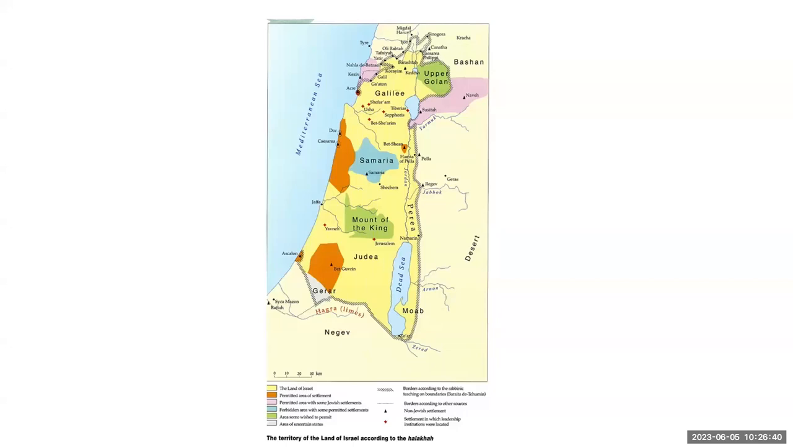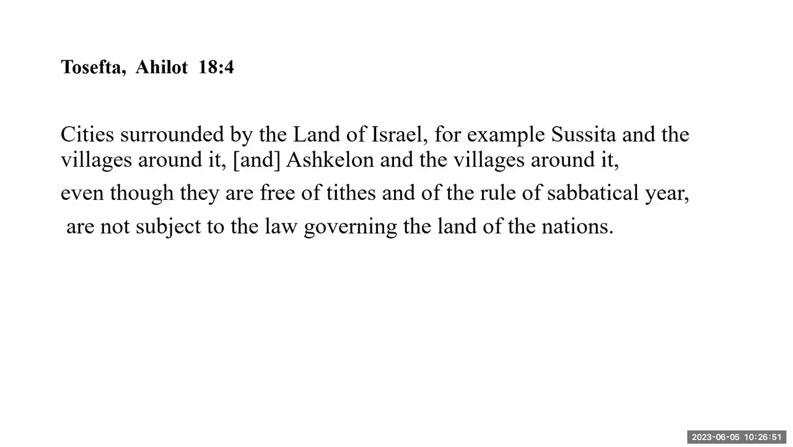were also free of the impurity of the land of the nations. The area's unique status, exempt from the priestly dues and tithes, is true of the enclave cities. Cities surrounded by the land of Israel, for example, Susita and the village around it, and Ashkelon and the villages around it, even though they are free of tithes and the rule of the sabbatical year, are not subject to the law governing the land of the nations. And the exemption for commandments that are dependent on the land does not bring with it the decree of the impurity of the lands of the Gentiles from these places.